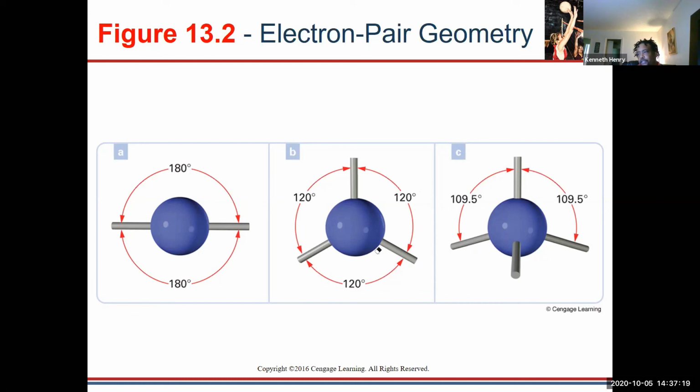This guy is called trigonal planar, meaning it's all in the same plane. Tri meaning 3, gonal, trigon. Let me type that up. Then the angle is going to be 120. And then this guy is called linear, and the angle is 180.